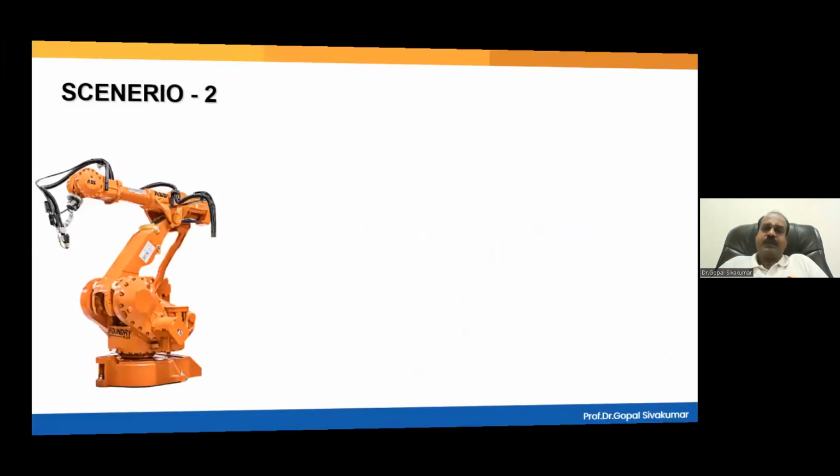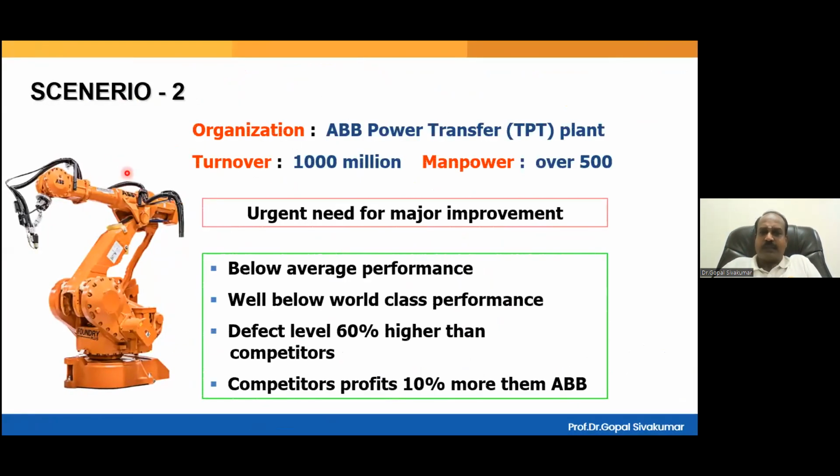Then, drawing inspiration from Motorola, this company also adopted Six Sigma. The company name is Asia Brown Boveri. They are into robotics and heavy electric equipment manufacturing. And their reason for embracing Six Sigma: urgent need for major improvement. Why? How did they recognize the urgent need?